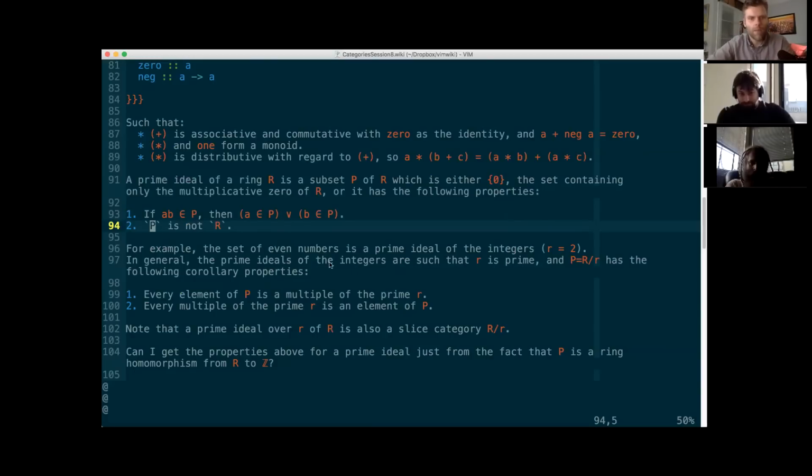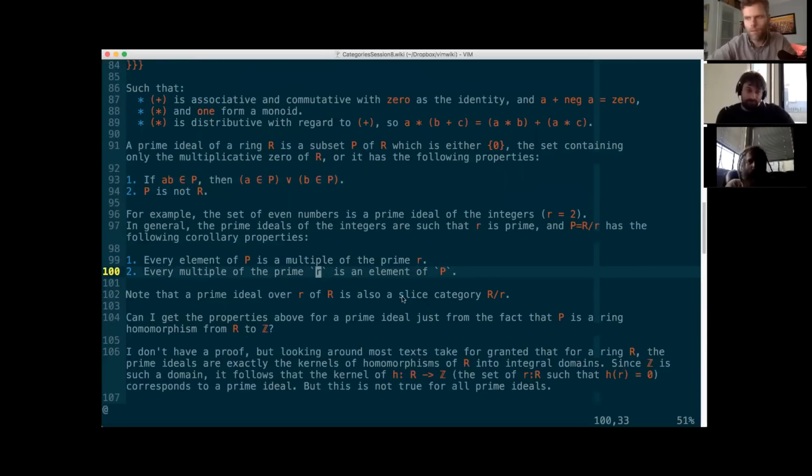Okay, so in general, the prime ideals of the integers are such that R is prime and has the following properties. Every element of P is a multiple of the given prime R, and every multiple of the prime R is an element of the prime ideal.